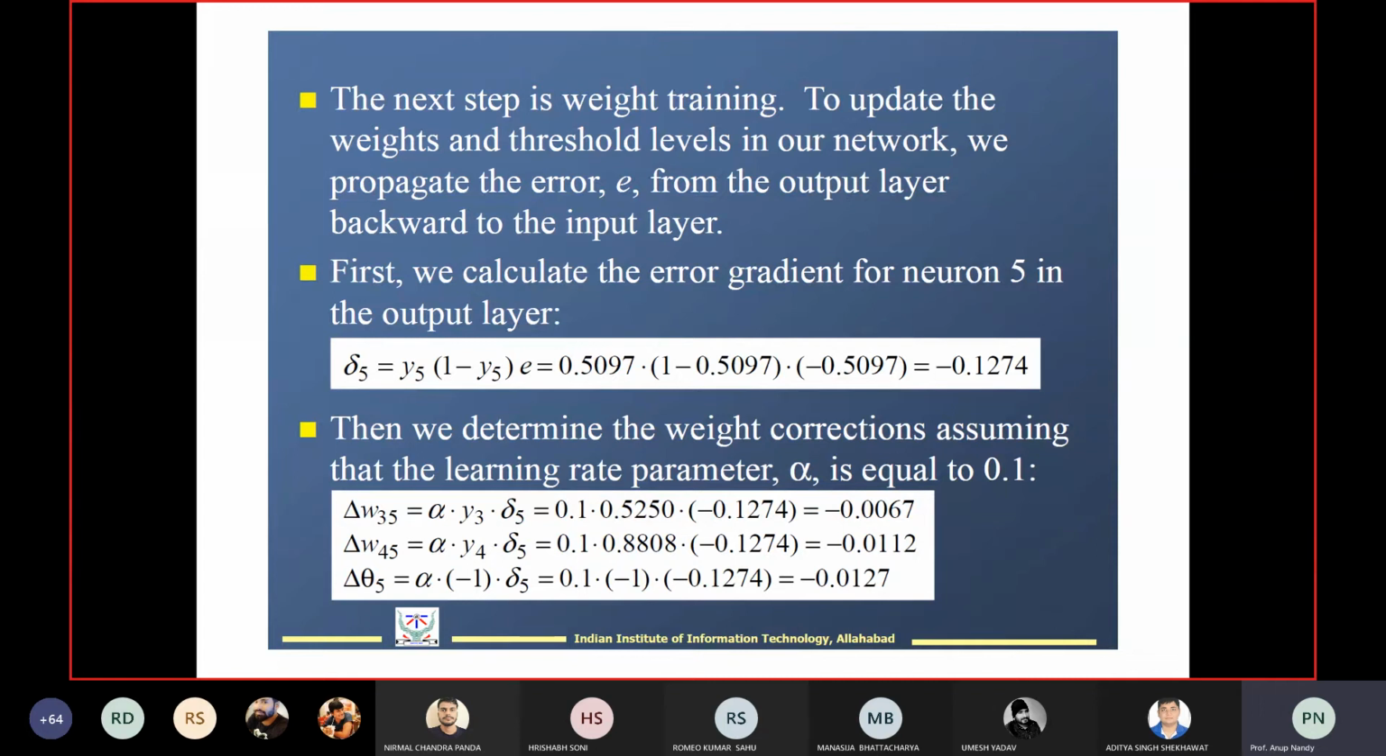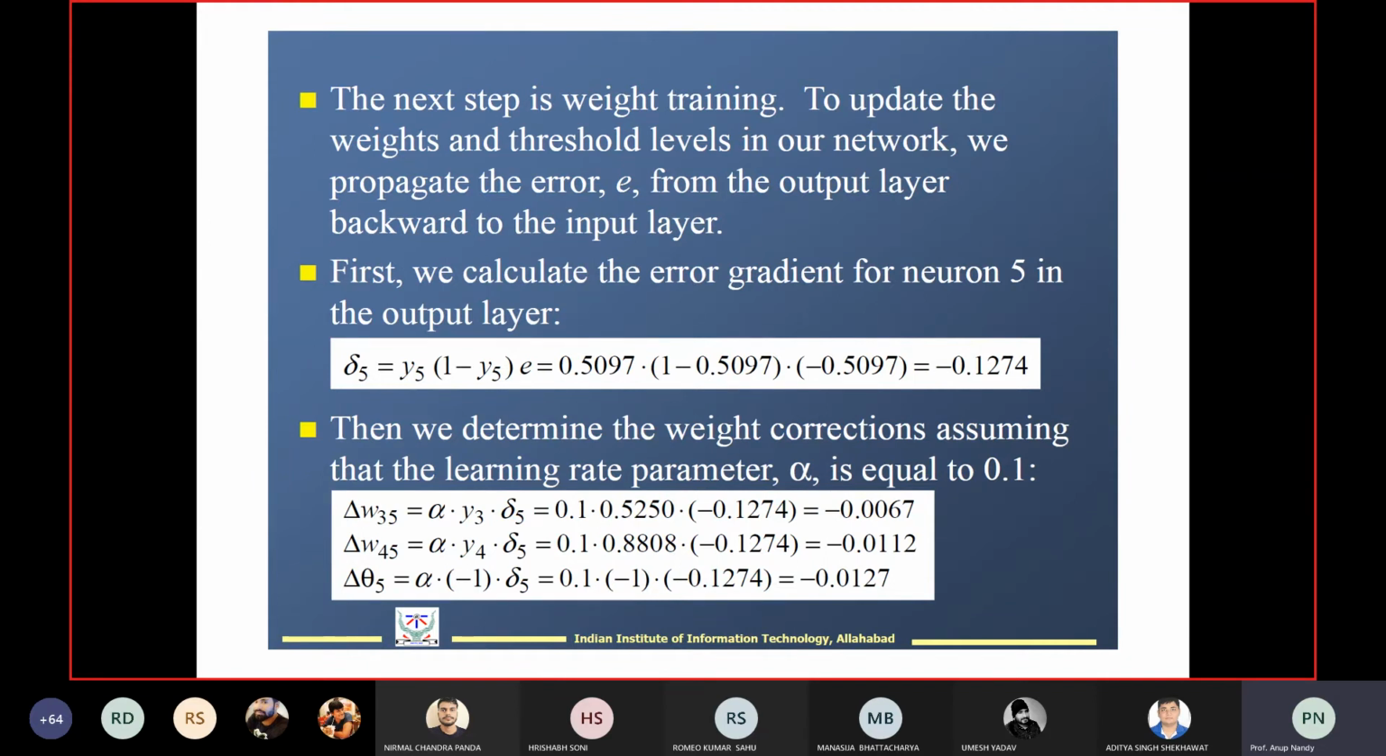First we calculate the error gradient for neuron 5 in the output layer. So del 5 equals y5 into (1 minus y5) into e, just do it. Now you have to determine the weight corrections, assuming that your learning rate parameter alpha is equal to 0.1. So delta of W35 is alpha into y3 into del 5, alpha is 0.1 into y3 that you have already computed, into del 5. Now W35 and W45 are computed.